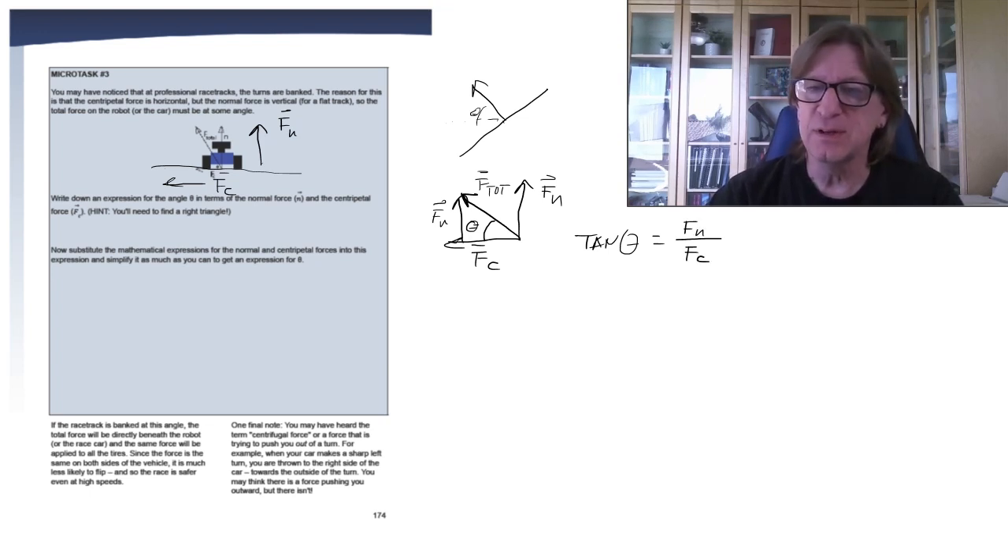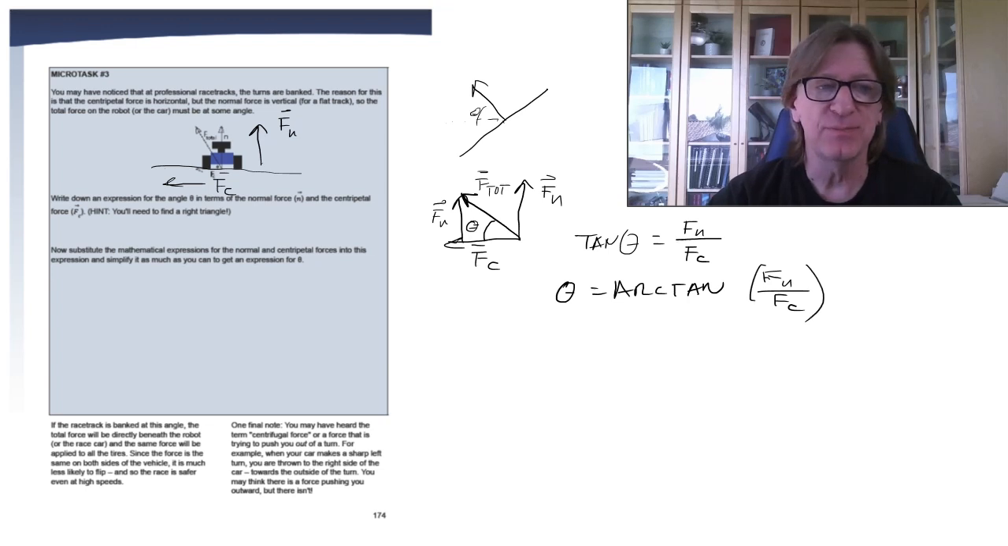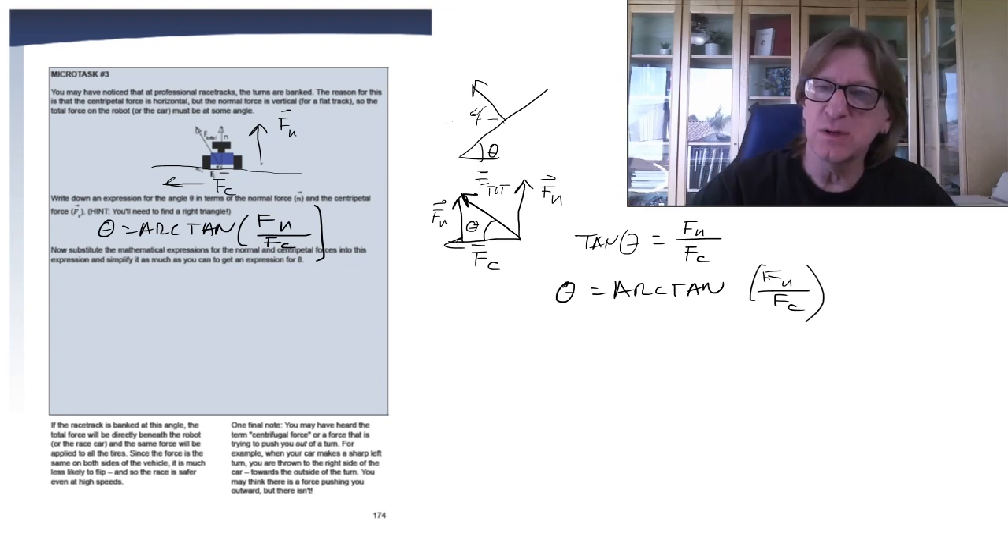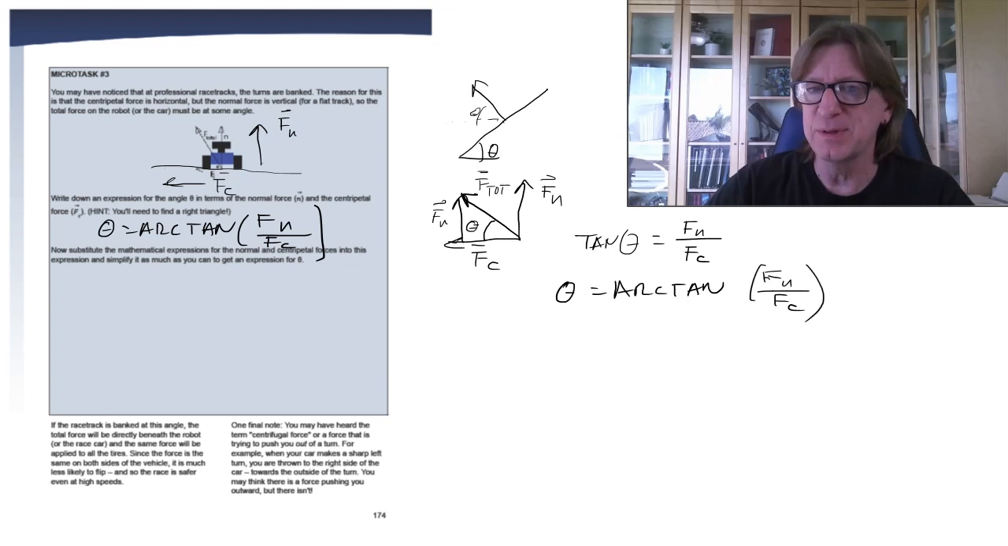All right, and so then to find the value of theta, theta is simply the arctangent of the magnitude of the normal force divided by the magnitude of the centripetal force. And that's all there is to it. So we'll write that down here in terms of our normal force and our centripetal force. And so that also gives us the angle that we want this track to be banked at. And that way the total force is going to be going directly through the robot or the car, or whatever happens to be going around the turn.